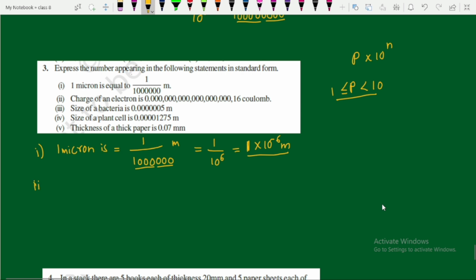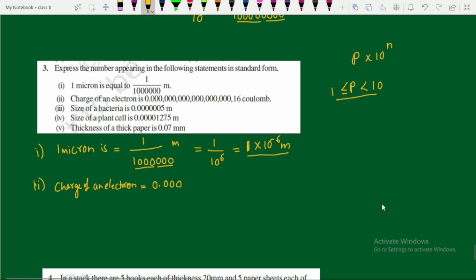You have already seen this in physics or chemistry. The charge of an electron is given. We are going to write it in standard form. It is given as 0.00 and so on. How many zeros are there? How many pairs of 3? 1 2 3 4 5 6, 6 threes are 18, so 18 zeros are there.